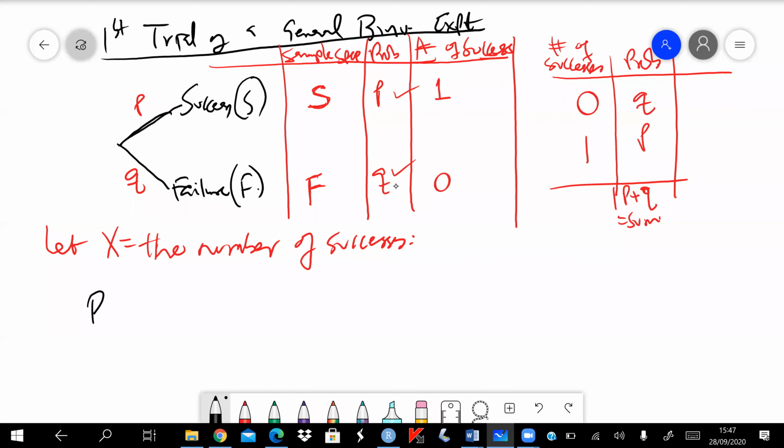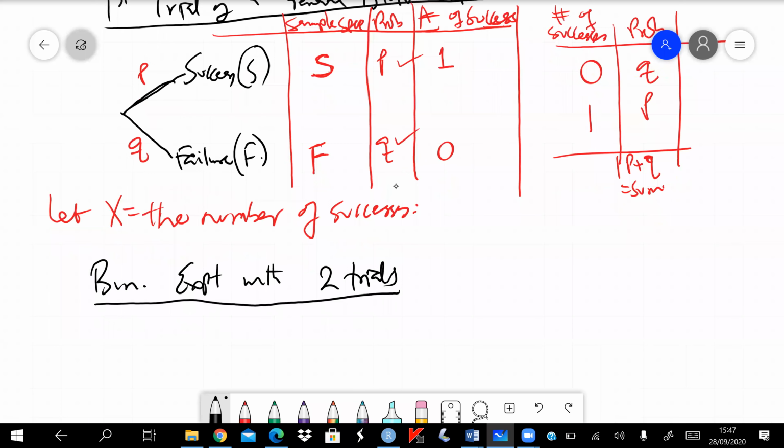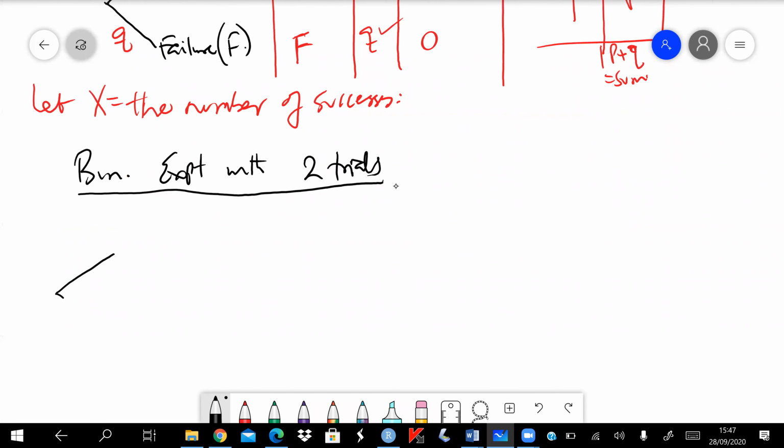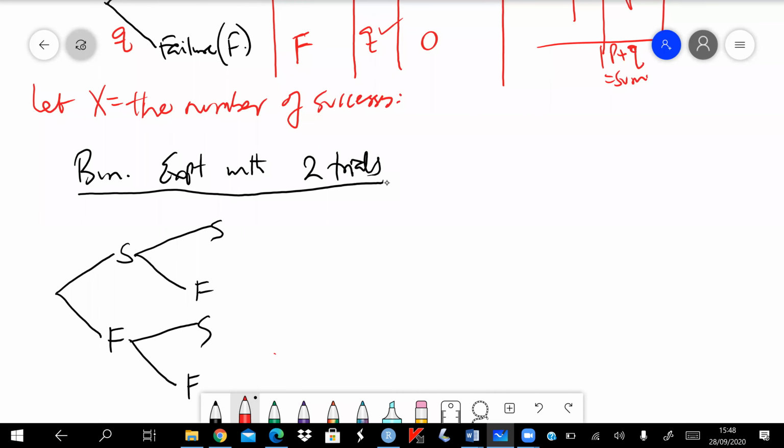Okay, so let's move to a binomial experiment with 2 trials. We're going to represent that again using a tree diagram. So we shall have the first trial gives either success or failure. The second trial gives success or failure. Here also success or failure. So we have 4 possible outcomes. And we said that the probability of success remains constant throughout the experiment, so this will be P, this will be P, this will be P, this will be Q, this will be Q, this will be Q.